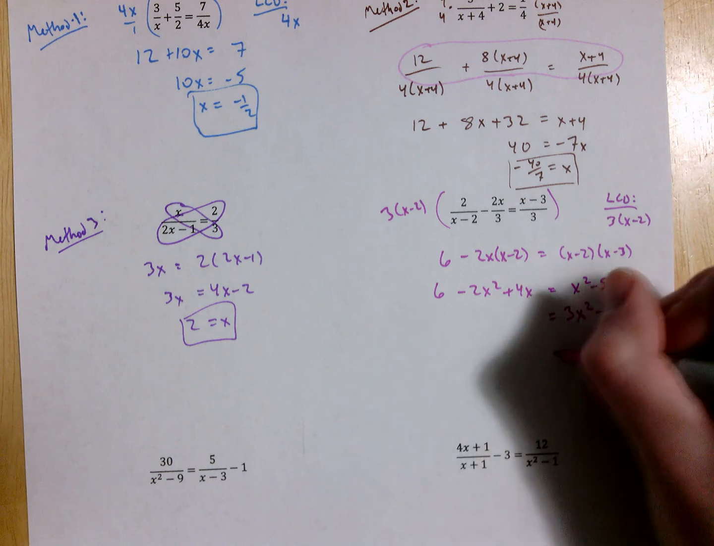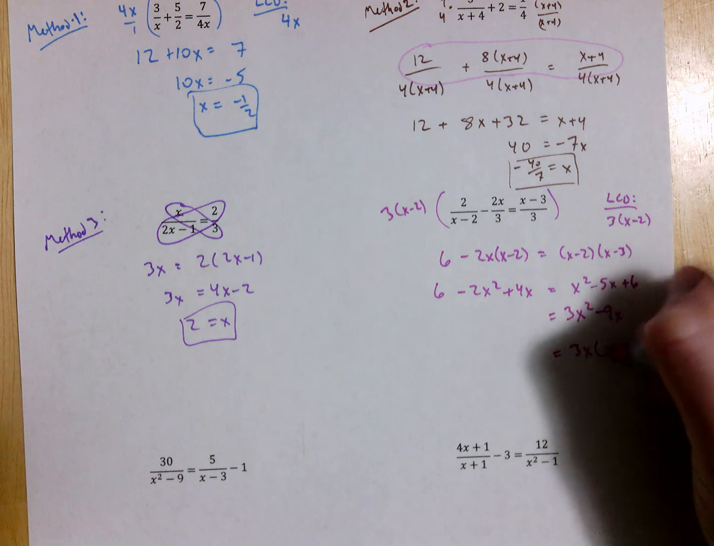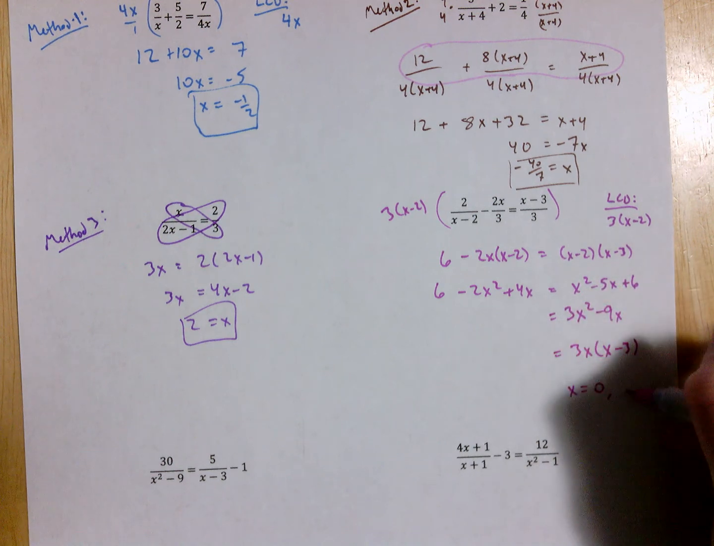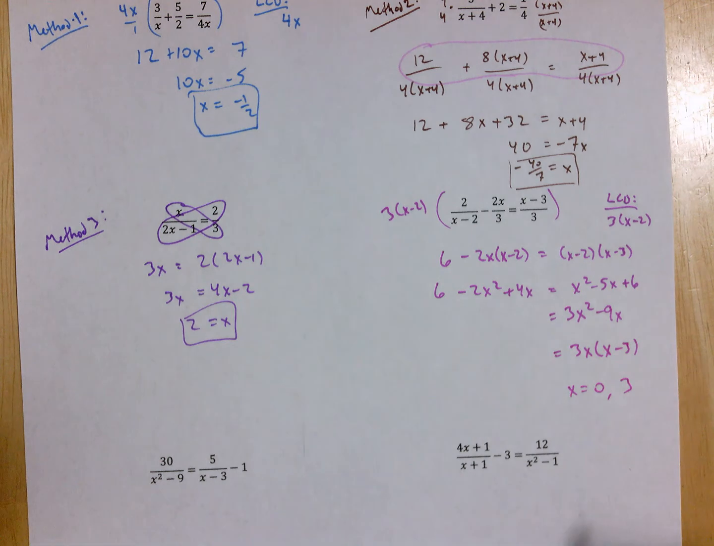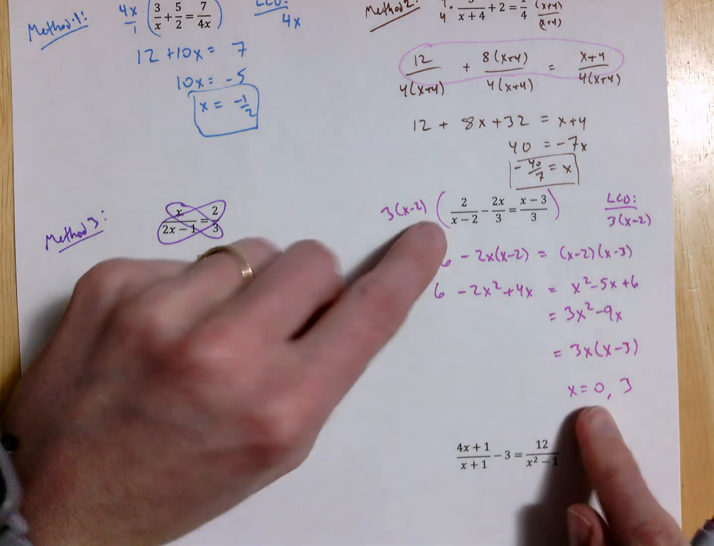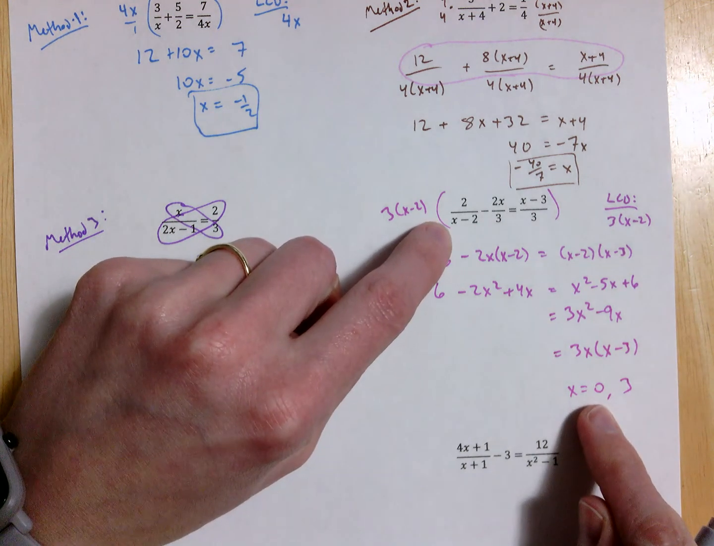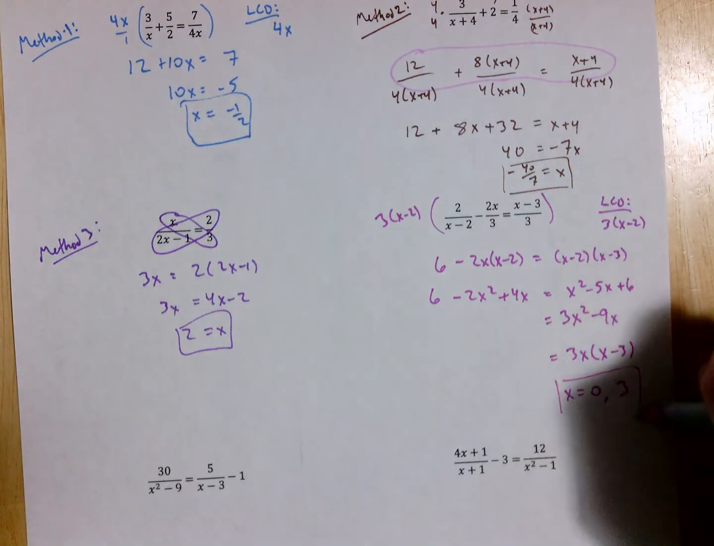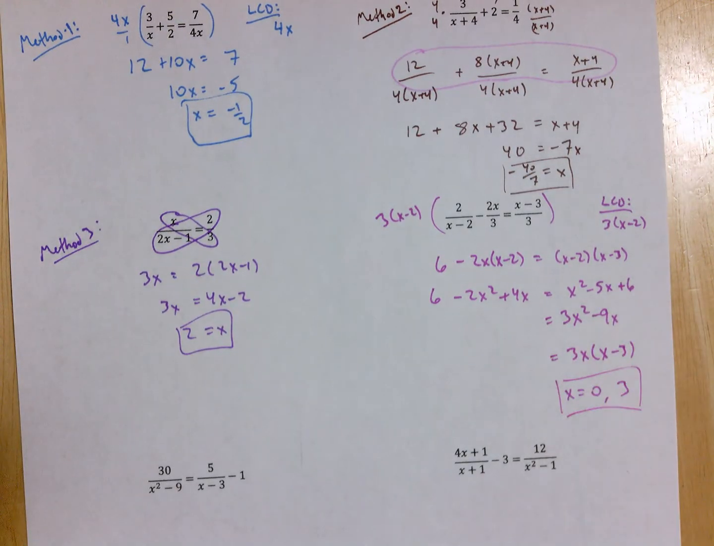So I can solve this with just a GCF. So that's 3x times x minus 3. 2 possible solutions are 0 and 3. And if we go back and check those, if I plug in zeros, that can make any denominator 0. Nope. 3. Nope. So 2 solutions. Voila.